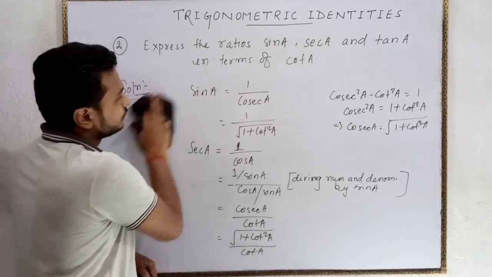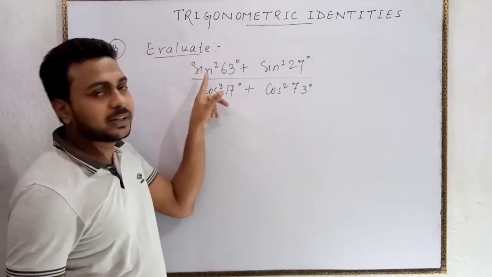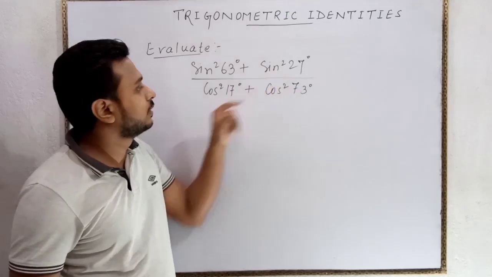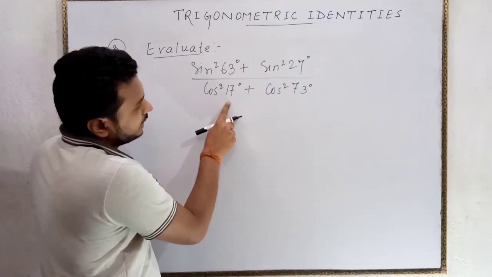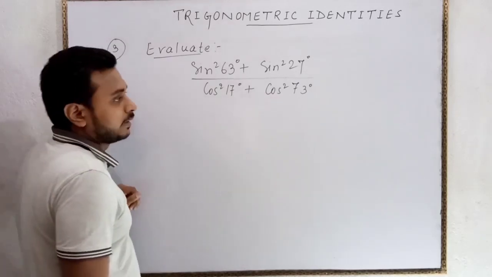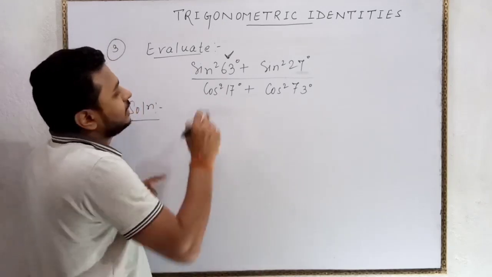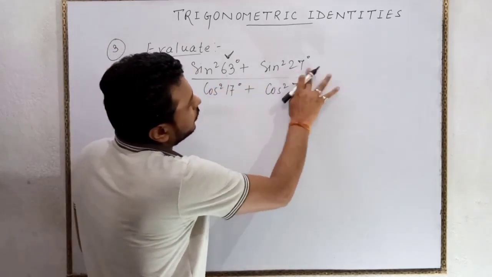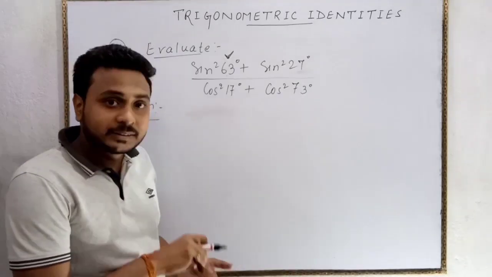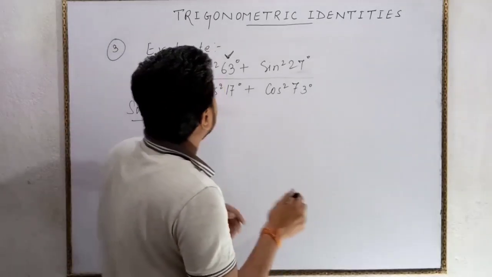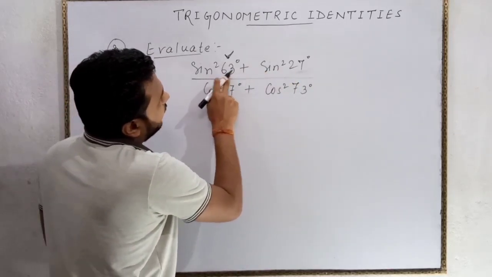You may note this. Guys, our third question is, evaluate sin square 63 degree plus sin square 27 degree upon cos square 17 degree plus cos square 73 degree. Look, solution. As we can see here, 63 is complementary of 27, and according to the rule of trigonometric ratios of complementary angles, we can change either of the two.